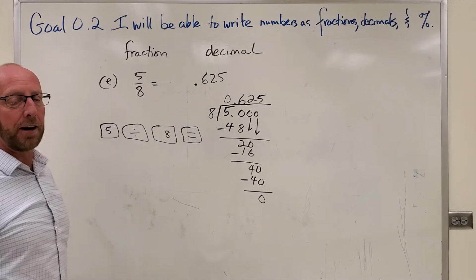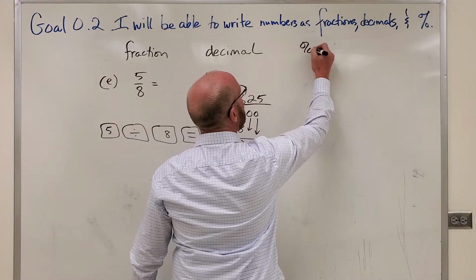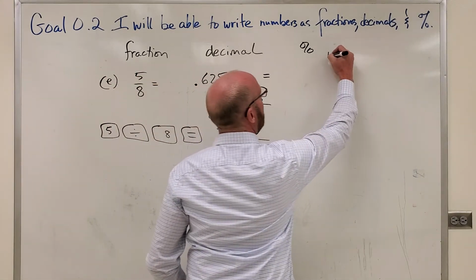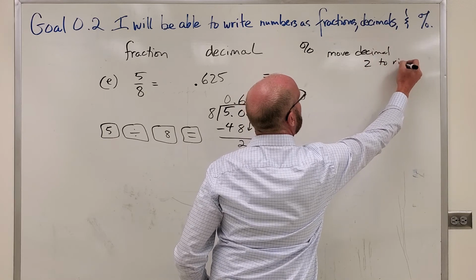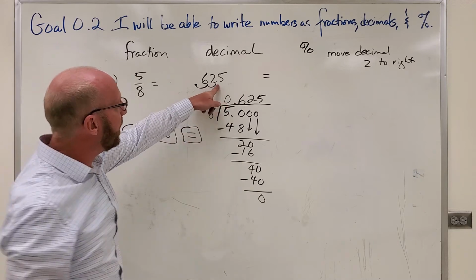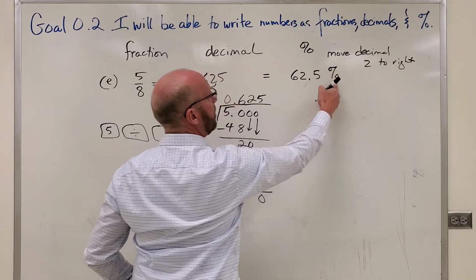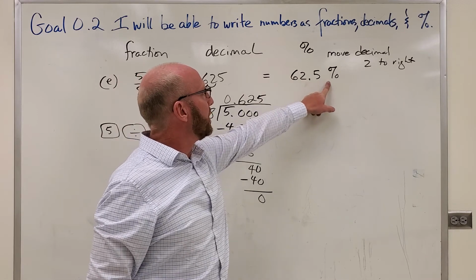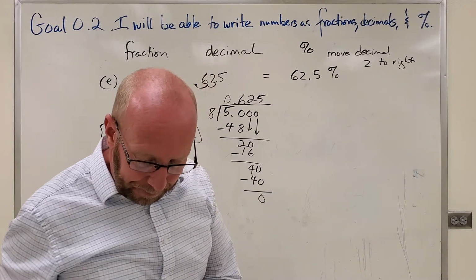Or you could take the calculator and go 5 divided by 8, and you'll get 0.625. So I had a fraction, I made it a decimal. Now how do I make it a percent? I move the decimal 2 to the right. So again, move the decimal 2 to the right. When I move it 2 to the right, I get 62.5. And you do have to have the percent symbol there. So 5/8 is 0.625 or 62.5%.